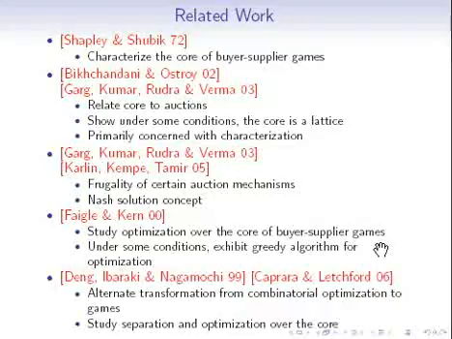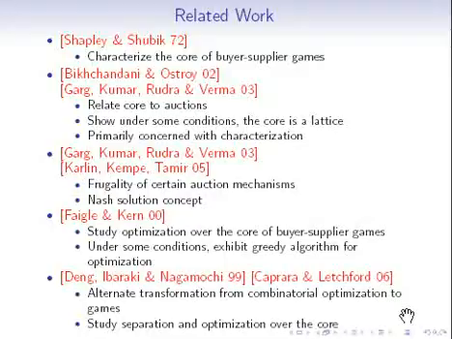Our paper is different from the paper of Fagel and Kern in that first we present a different algorithm for optimizing over the core, and second, our algorithm is more widely applicable because it's based on the Ellipsoid method, and in general it's applicable to all buyer-supplier games, not just a subset of them. And thirdly, or lastly, buyer-supplier games isn't the only way of changing a combinatorial minimization problem into a game.